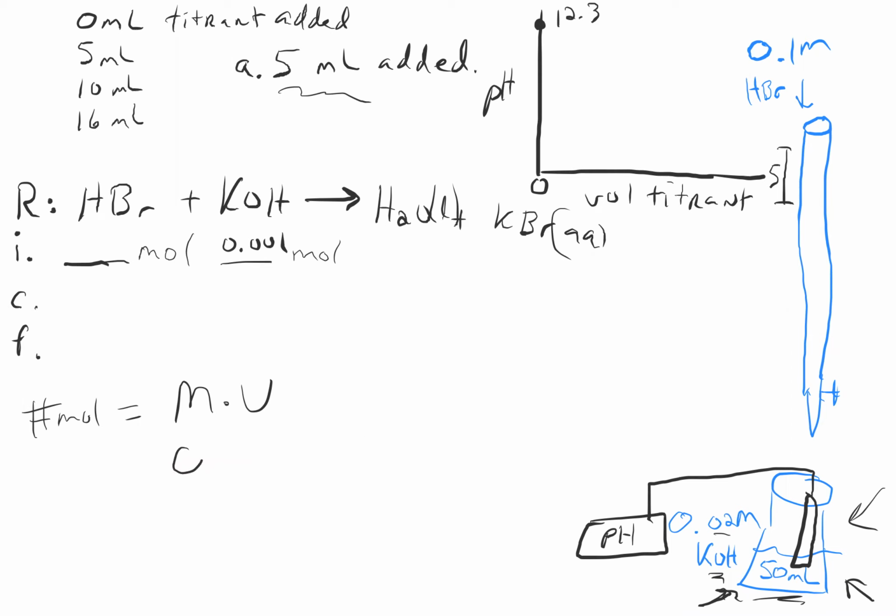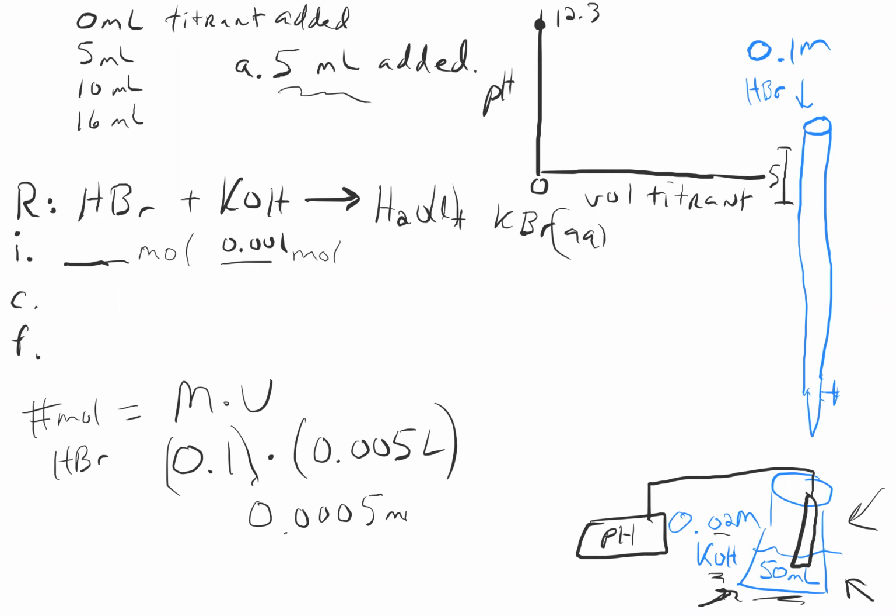Now, my HBr titrant is 0.1 mole per liter. And in this case, I'm going to add only 5 milliliters of it. Now, if I convert that to liters, 0.0005. So my number of moles of HBr should be 0.0005 mole. Now these are my initial quantities of my acid and my base, right?